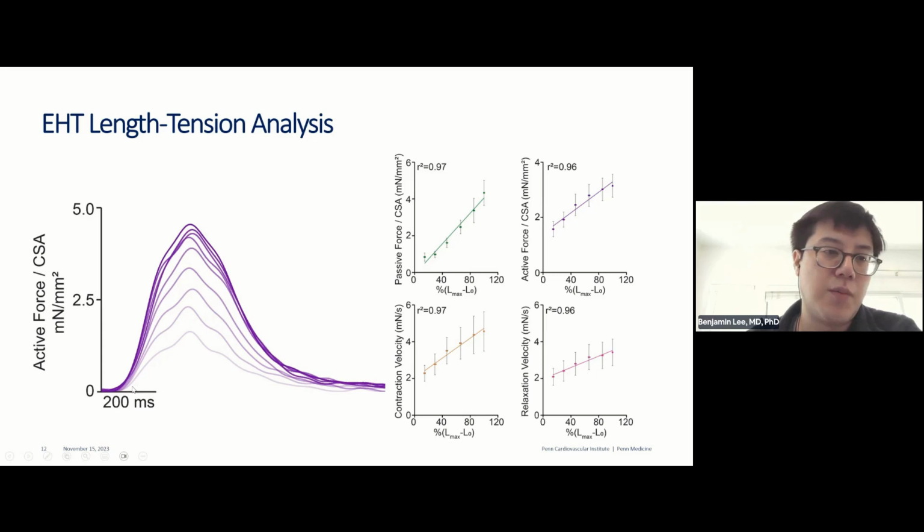First off, a simple isometric length-tension analysis. In light purple here, a less stretched engineered heart tissue. And as we stretch the tissue, we get linear increases in passive force, as well as linear increases in active force. And then we can also measure the velocities that the tissue is making.